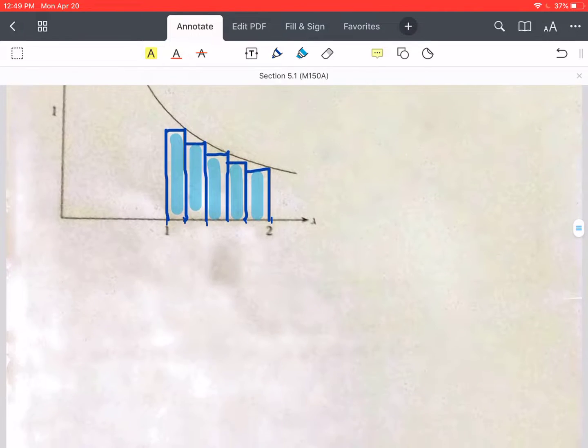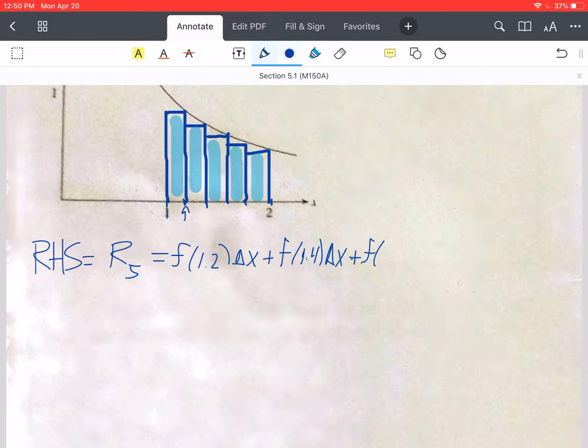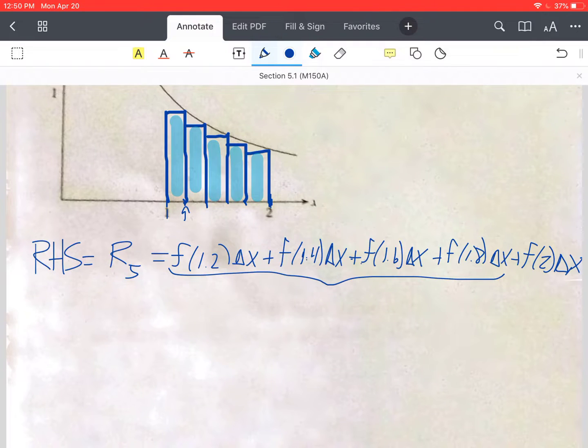So for our right-hand sum, or R sub 5, we're not going to start on the left-hand side of the first interval, but on the right-hand side of the first interval. So that's f of 1.2 times delta x, plus f of 1.4 times delta x, plus f of 1.6 delta x, plus f of 1.8 delta x, plus f of 2 times delta x. We actually get to use the furthest, most right-hand endpoint this time. A nice thing is all of these terms were used in the previous one, so we already know what they are. The only new one is f of 2 times delta x.